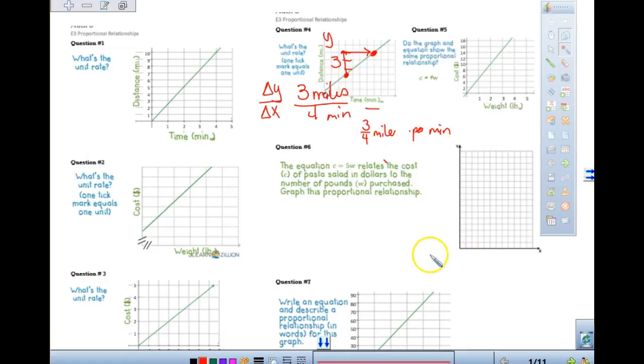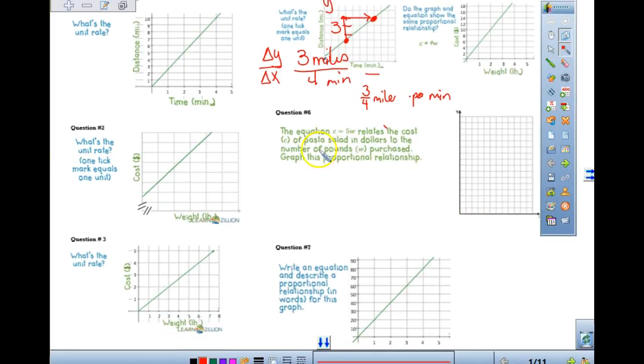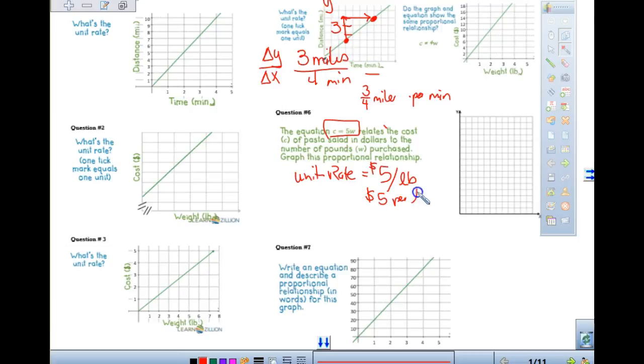So as I am looking at question 6 and question 7, they are telling us that our unit rate, C, is equal to 5W. What that tells us is that our unit rate, and today we're going to have more practice writing equations, unit rate is 5, in this case, dollars per pound. And so if you write it out that way, or if you write it out $5 per pound.